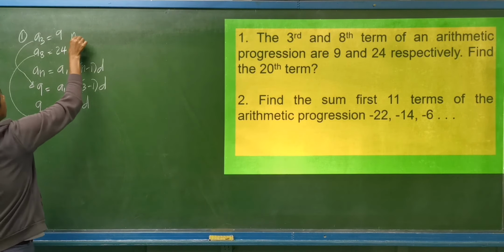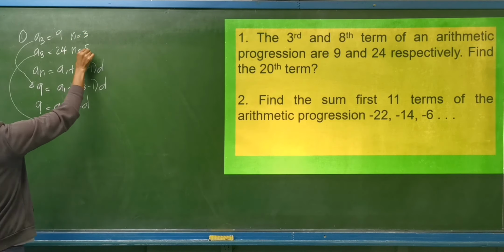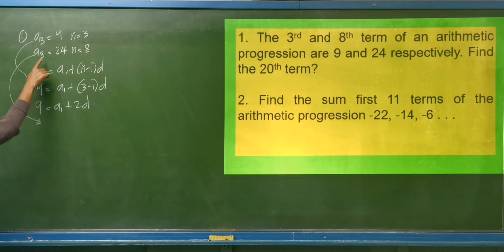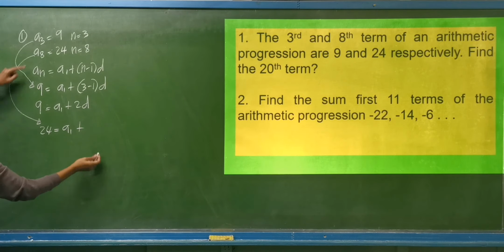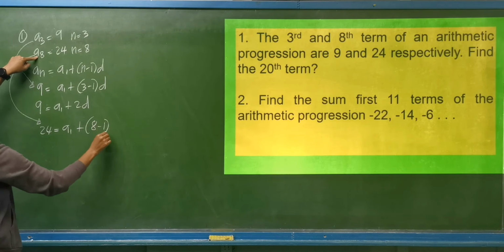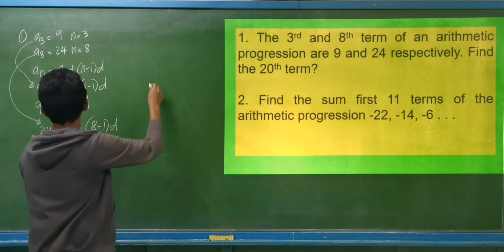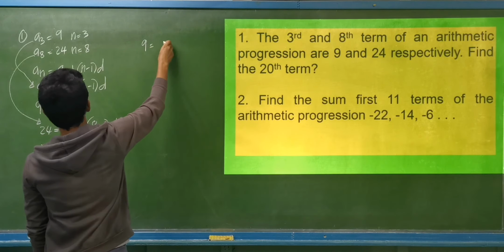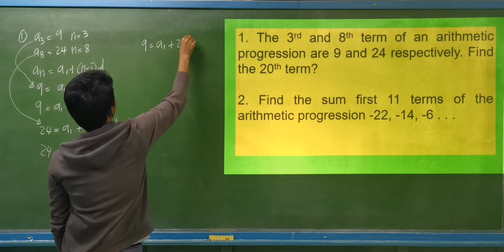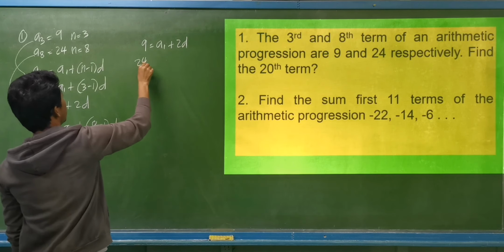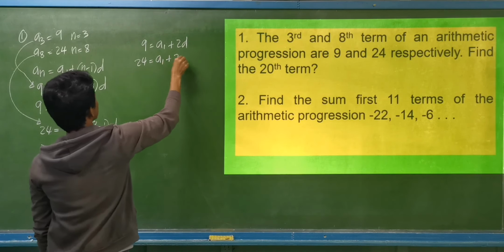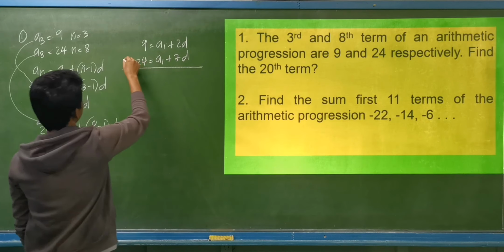How about for the eighth term? Take note that n is equal to 3 for the third term, n is equal to 8 for the 8th term. So we have 24 equal to the first term plus, on the 8th term, 8 minus 1 times the common difference. So this is now 24 equal to the first term plus 7 times the common difference. So we have two equations and two unknowns: 9 equal to a1 plus 2d, and 24 equal to a sub 1 plus 7d. Okay, we may do elimination.